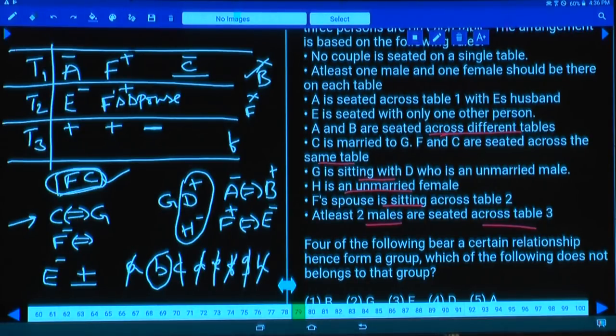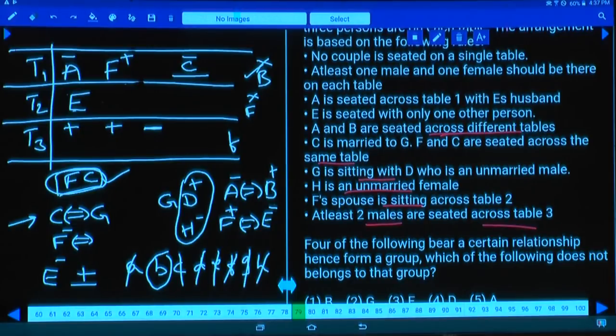In the first table, who are those 3 persons? A, F and C are those 3 persons. Now we are left with F's spouse. Who is F's spouse here? E. F's spouse is E, isn't it? Hence E is F's spouse. As E is F's spouse here, what is the gender of this E? E is a female.